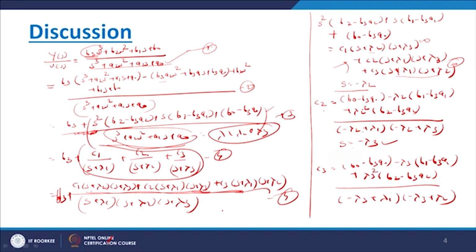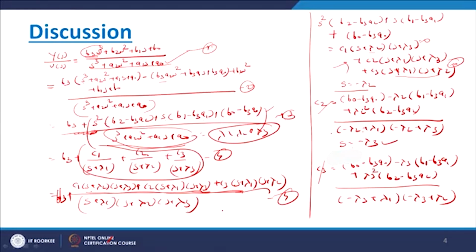Now to get the value of C1, there are two options. Already last time I told you that you can replace S equals 0. So here we have two options. One option is that we can replace S equals minus lambda 1 and get the equation in terms of C2 and C3. The other is that we can replace S equals 0. When you replace S equals 0, you get C1 in terms of C2 and C3. So in that equation you replace the values of C2 and C3 and you can get the value of C1. You can try either option, but here we are replacing S equals 0.